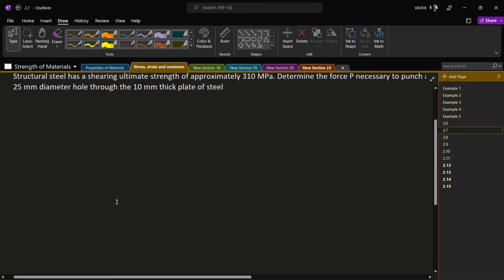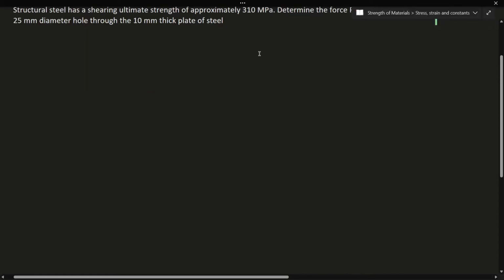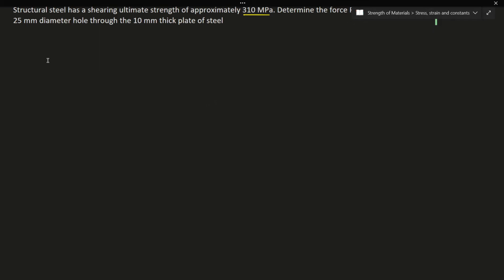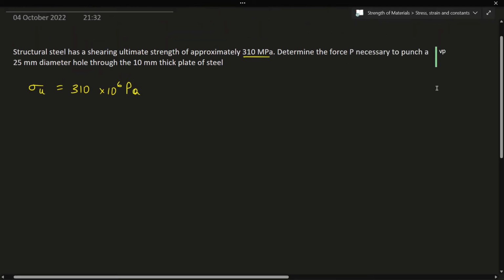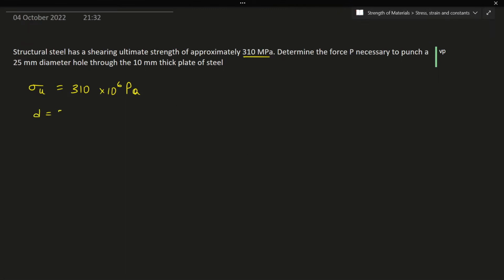Okay, so next question. A structural steel has a shearing ultimate strength of 310 megapascal. So the ultimate stress is given as 310 into 10 to the power of 6 pascals. Determine the force P necessary to punch a 25 mm hole. So D is given as 25 mm hole through 10 mm thickness. So thickness is 10 mm. I'll just draw a schematic just for our understanding.